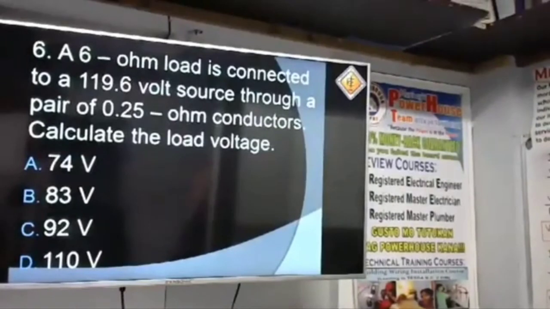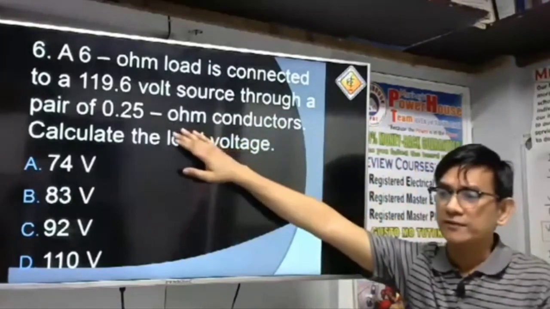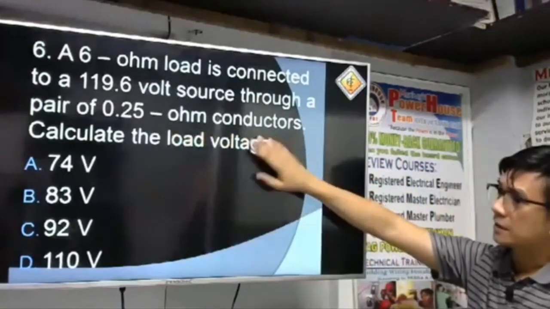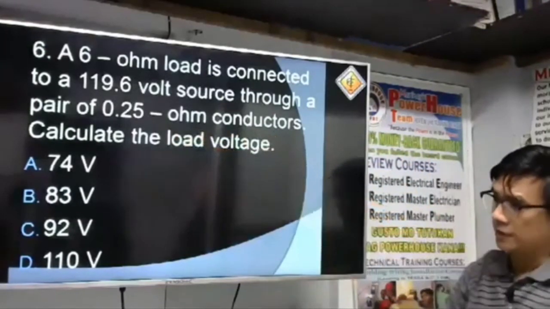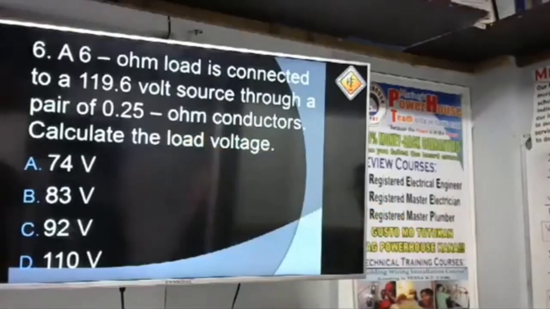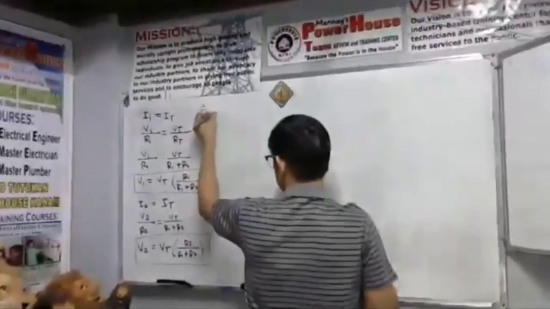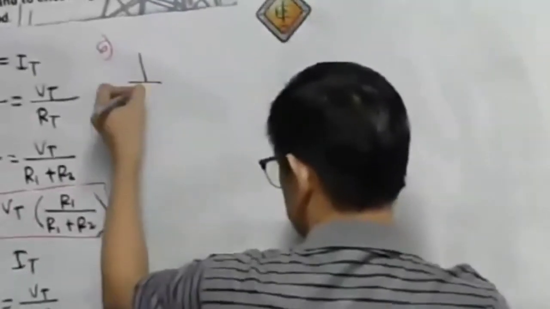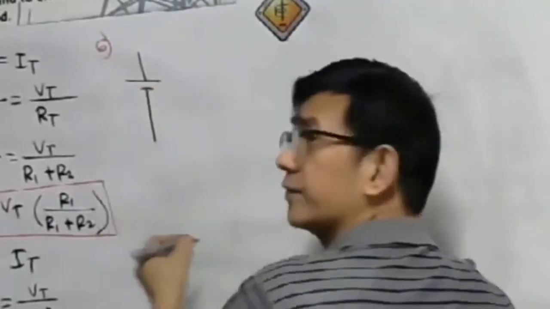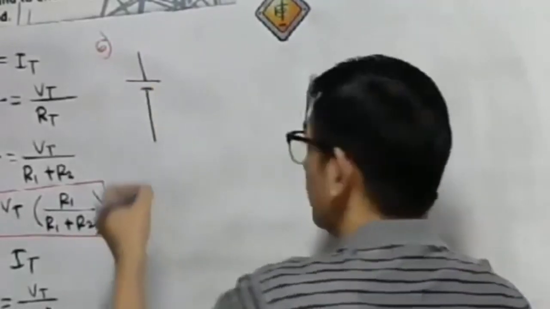Problem number 6. A 6 ohm load is connected to a 119.6 volt source through a pair of 0.25 ohm conductors. Calculate the load voltage. What is the load voltage? First we have a voltage source. Our voltage source is 119.6.